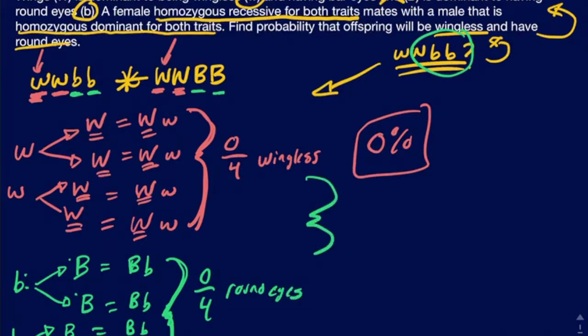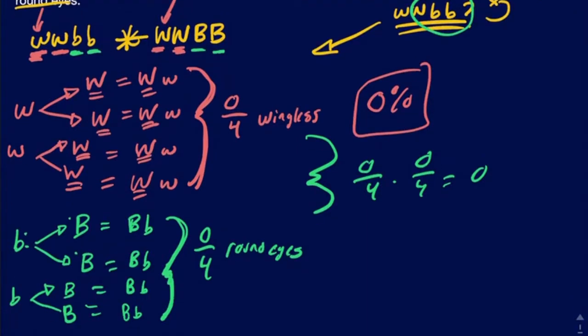Product rule lets us multiply these two probabilities. 0 out of 4 times 0 out of 4 is just 0. Let's try another problem.